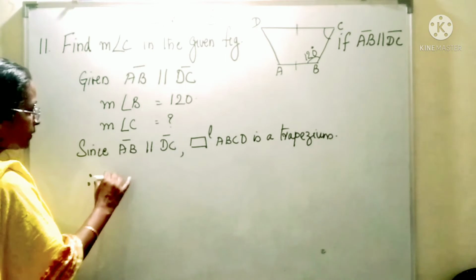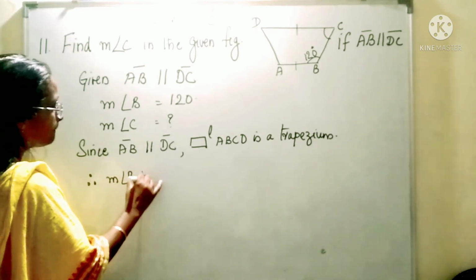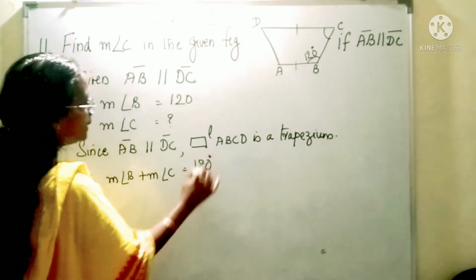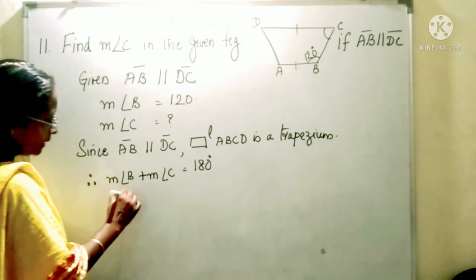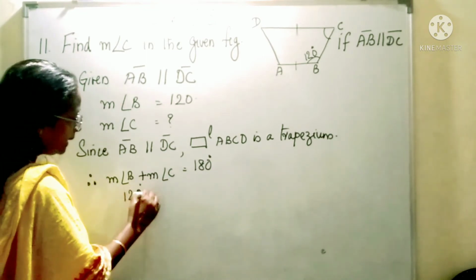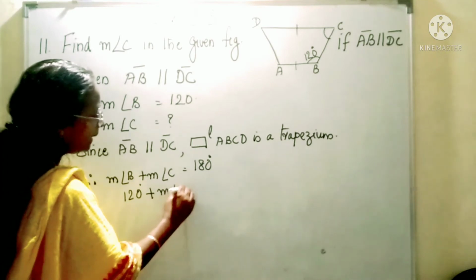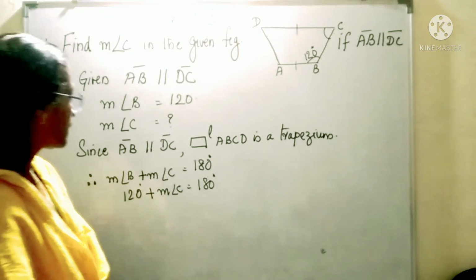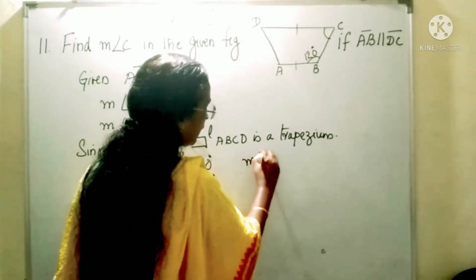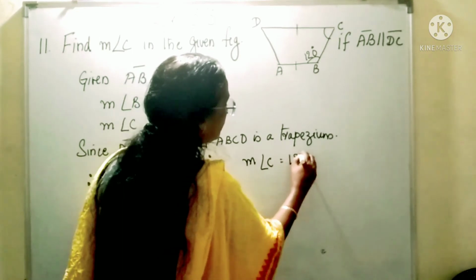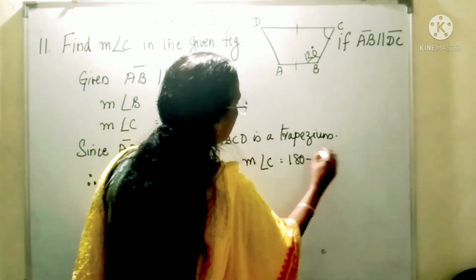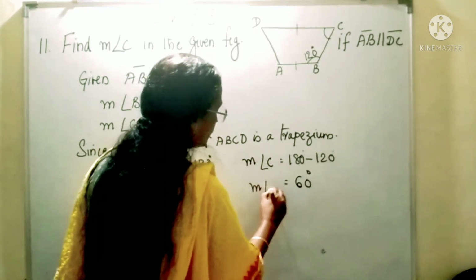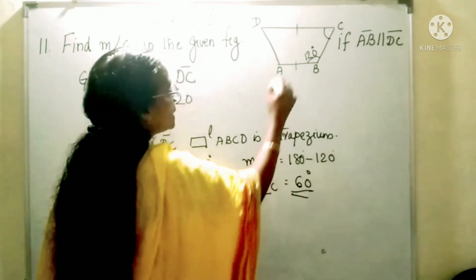Therefore, measure of angle B plus measure of angle C is equal to 180 degrees. Measure of angle B is already given, so 120 degrees plus measure of angle C is equal to 180 degrees. From this, how will you find measure of angle C? Measure of angle C is equal to 180 minus 120, which is equal to 60 degrees. So measure of angle C is equal to 60 degrees.